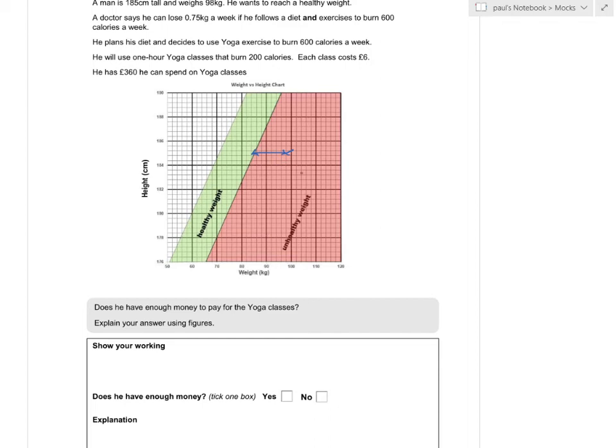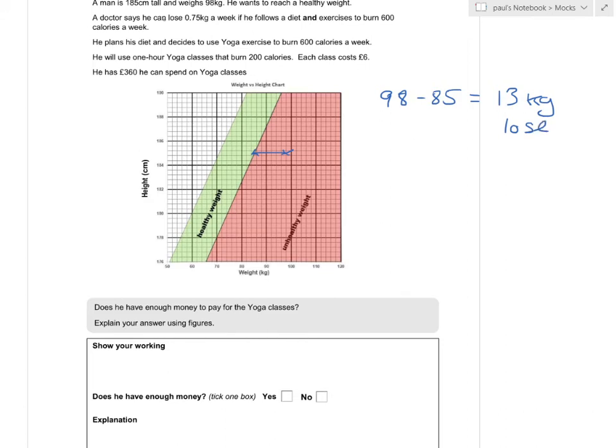So he's 98 kilos, and he's got to get down to 85. So he's got from 98 kilos down to 85. So he's got to lose 13 kilos. 13 kilos to lose, right?